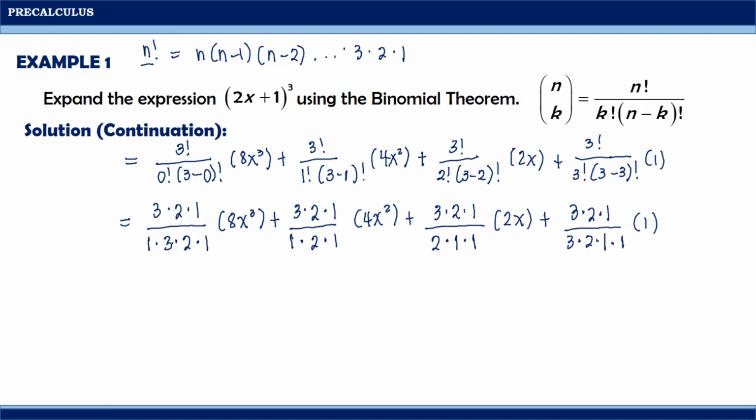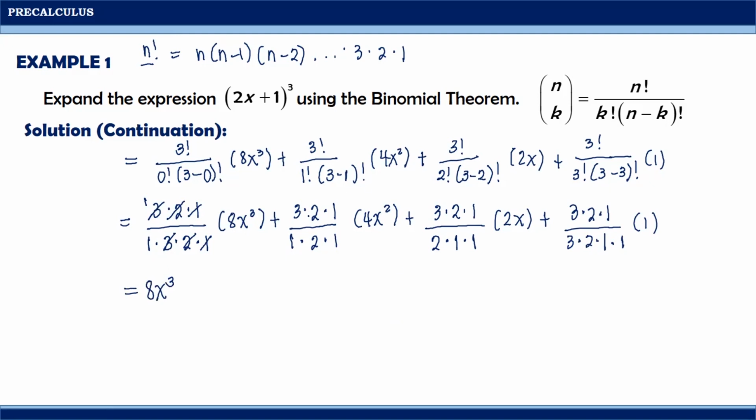Let us simplify these expressions here, but before multiplying and dividing them, you may cancel common factors. So for example, in here, you may cancel 3, 2, and 1, giving you 1 over 1 times 8x cubed, then that would only be equal to 8x cubed.